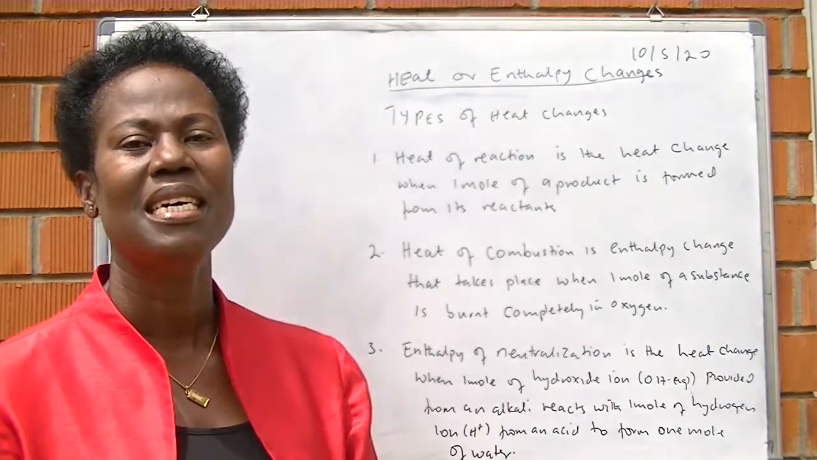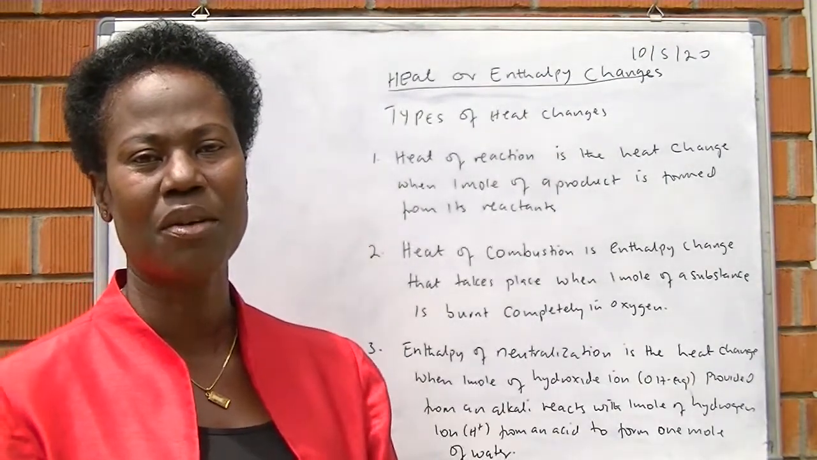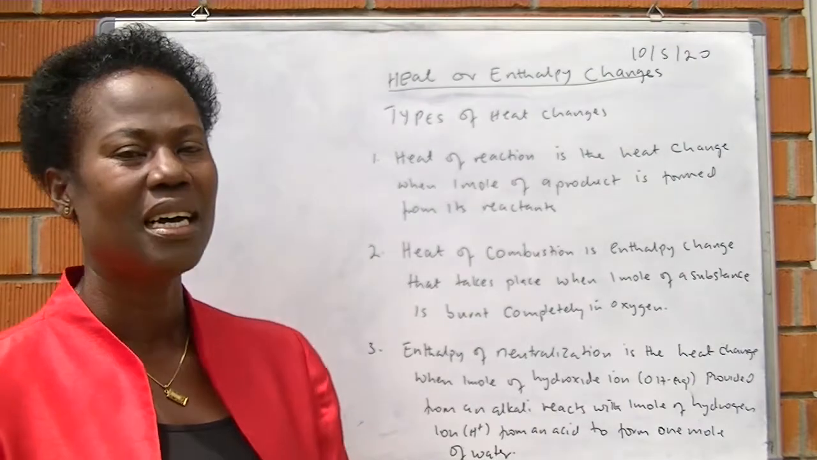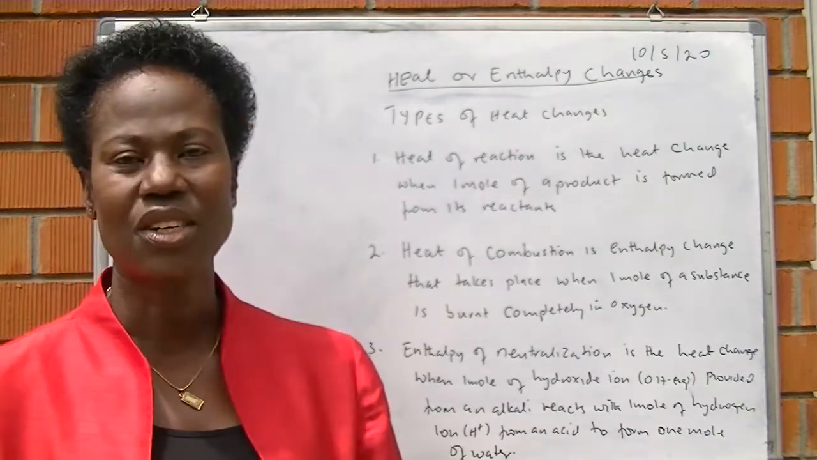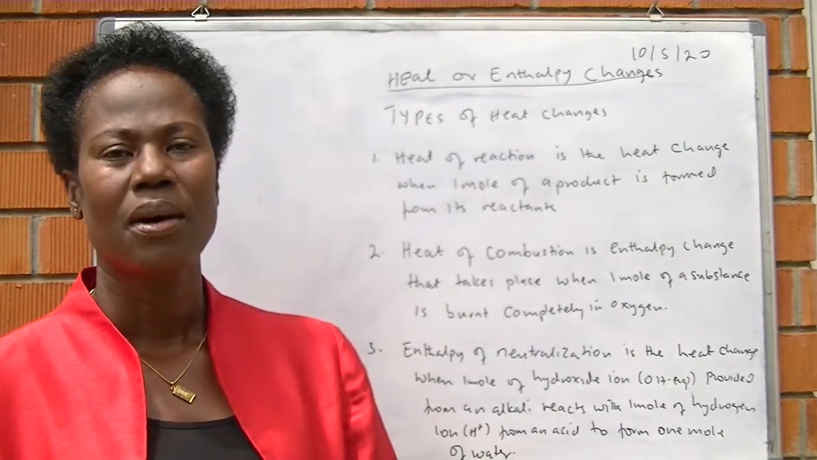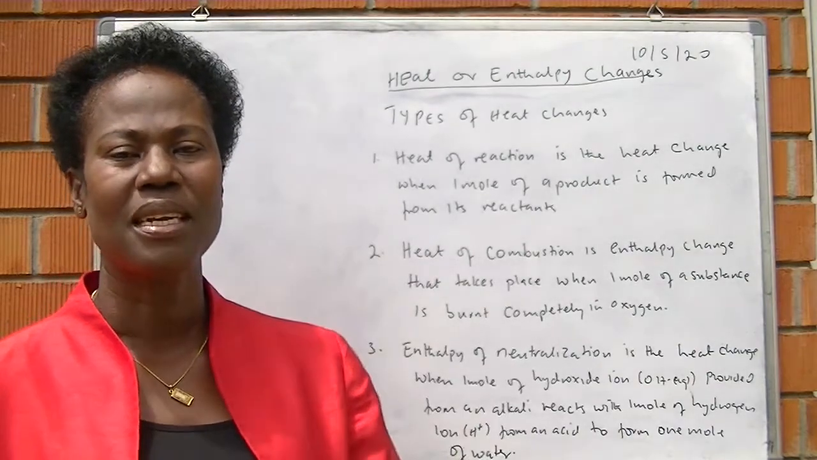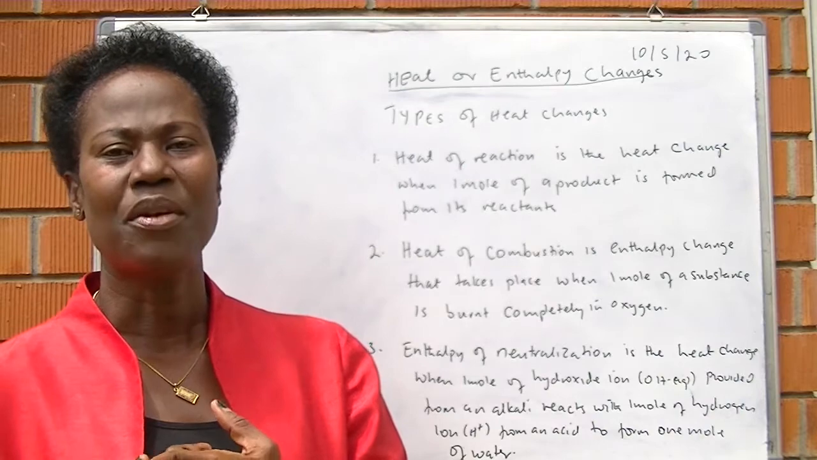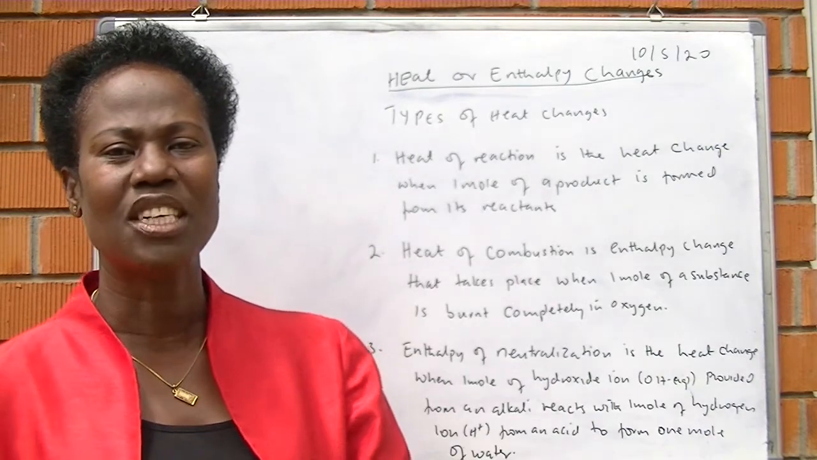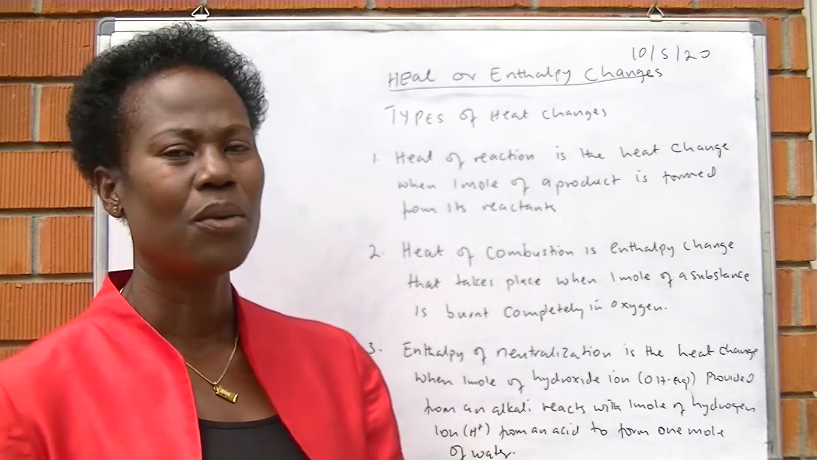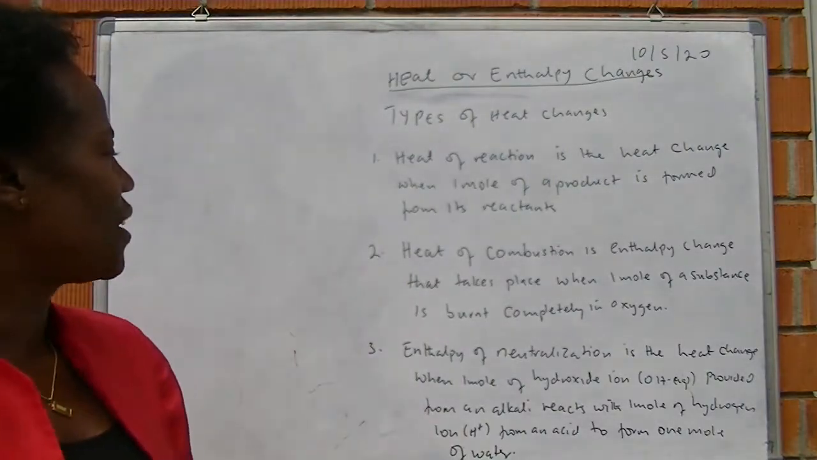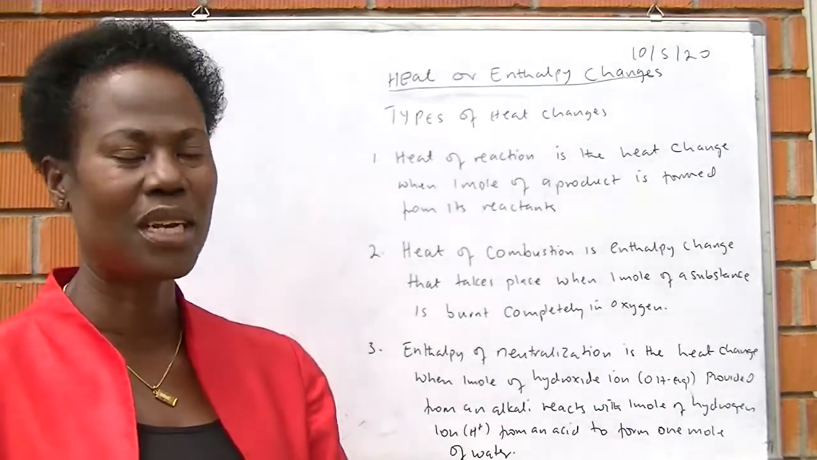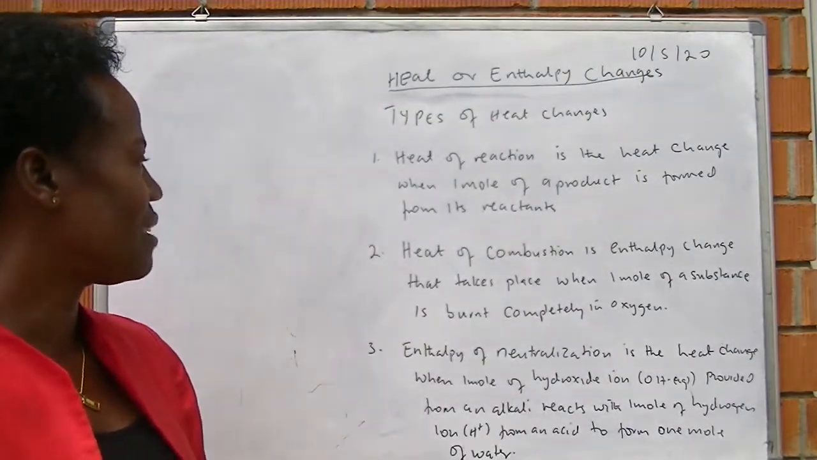There are many heat changes involved in a chemical reaction. We can have heat of reaction, enthalpy of combustion, heat of neutralization. We can have hydration energy, dissociation energy, but at your level, we can end at heat of reaction, heat of combustion, and heat of neutralization.